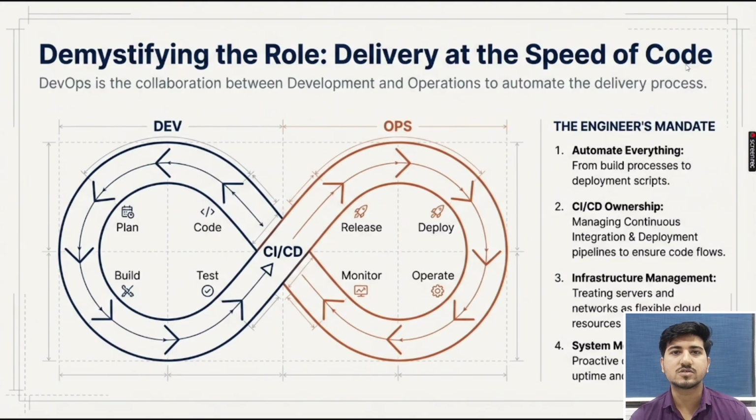So there should not be any flaws in your code, and the programming has to be done very smoothly, and all the process is automated. Then the third one is infrastructure management, treating servers and network as flexible code resources. So this is again IaC, that is infrastructure as code management.